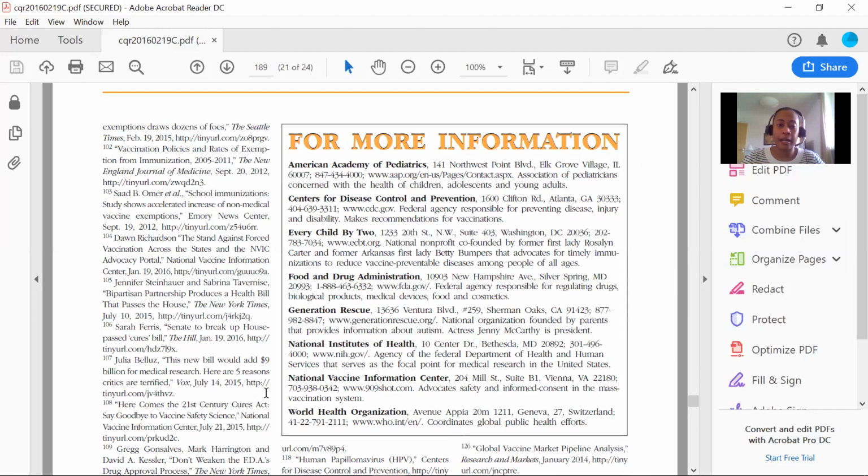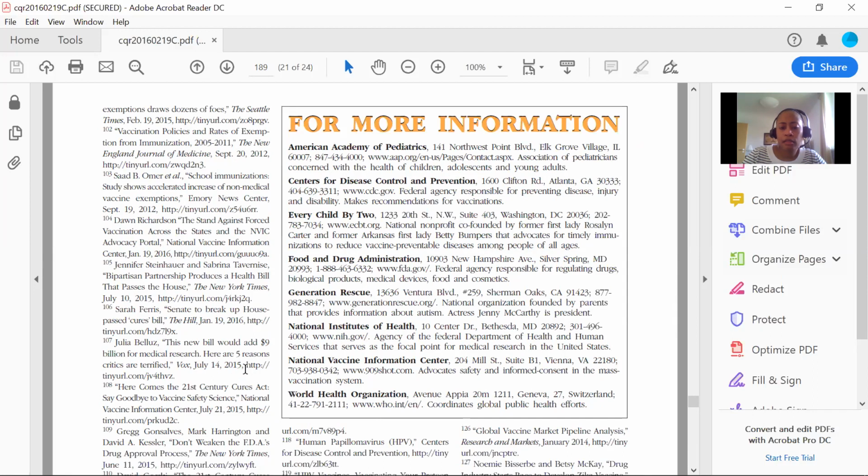So you can read about those reasons there. National Institutes of Health, again, the NIH is a government organization, so they will have information that pertains to national health because that's what they are. National Vaccine Information Center, again, that was the con side, the organization that the person on the con side is affiliated with.